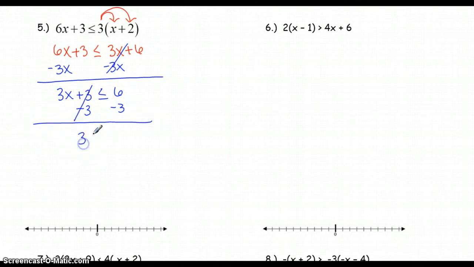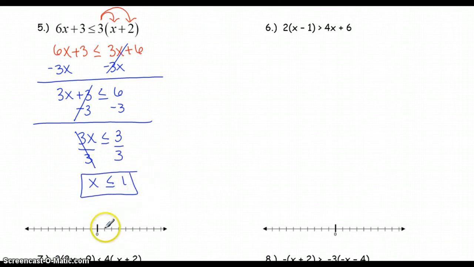And we're left with 3x is less than or equal to 3. And the last step is to divide both sides by 3. So we are left with x is less than or equal to 1. And that is your answer. So we go to 1, we have a closed dot, and we want to represent numbers that are less than.